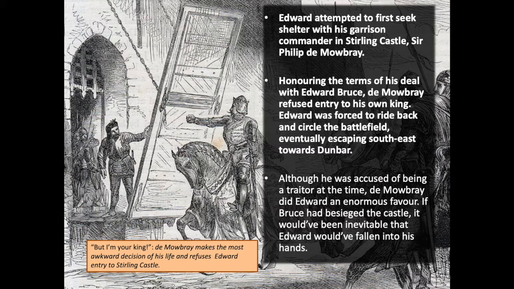So we can see that that would likely have happened to Edward had he taken refuge in that castle. He would have fallen into the hands of Bruce. So Mowbray, rather than being a traitor, has done his king a massive favour. Although at the time, that would have been a tough call.